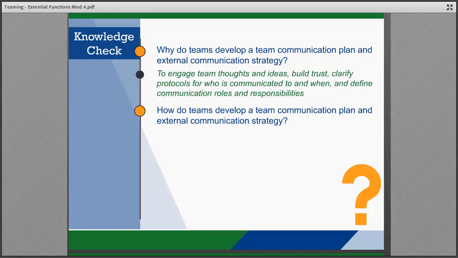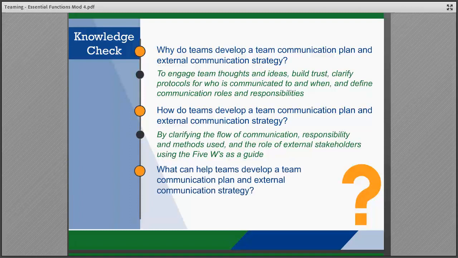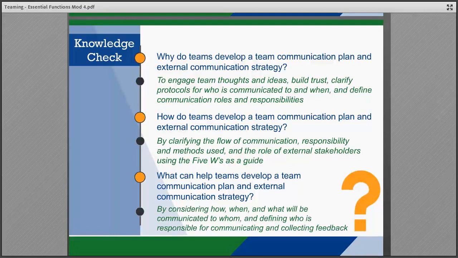How do teams develop a team communication plan and external communication strategy? By clarifying the flow of communication, responsibility and methods used, and the role of external stakeholders using the 5 W's as a guide. What can help teams develop a team communication plan and external communication strategy? By considering how, when, what will be communicated to who, and defining who is responsible for communicating and collecting feedback.